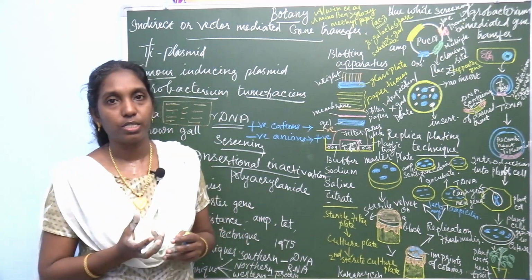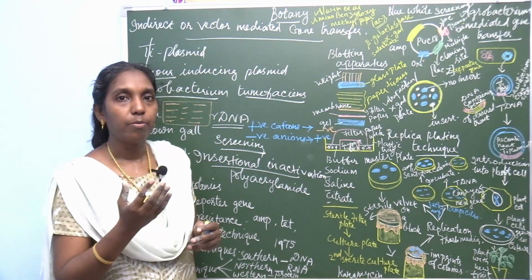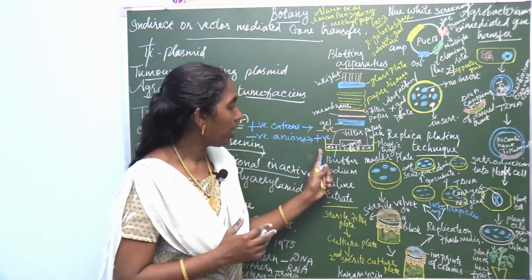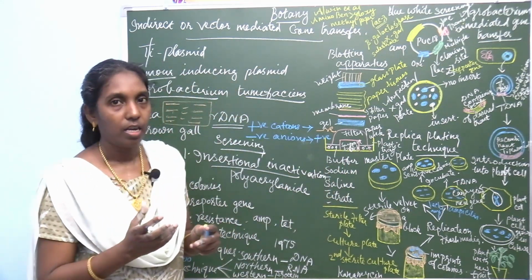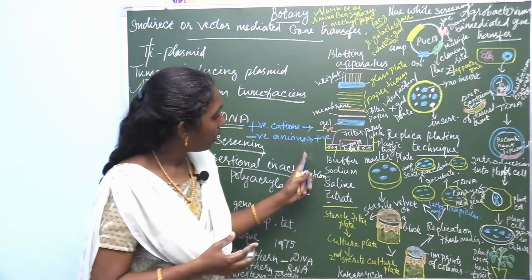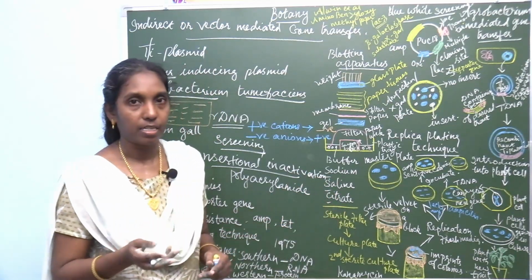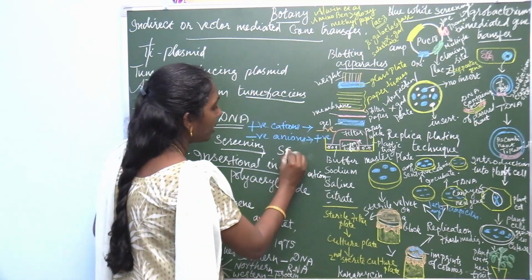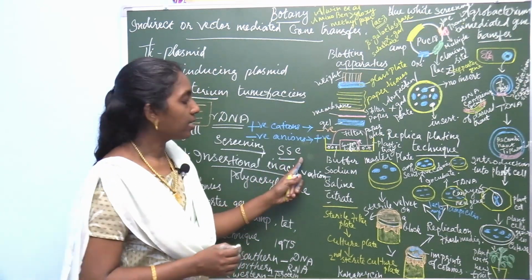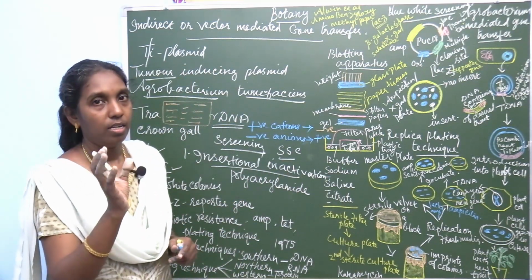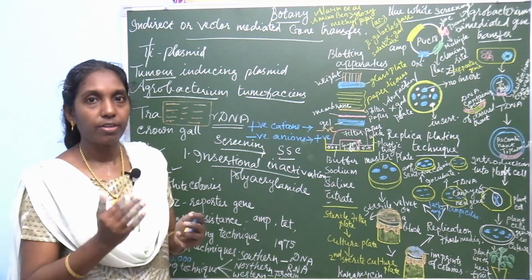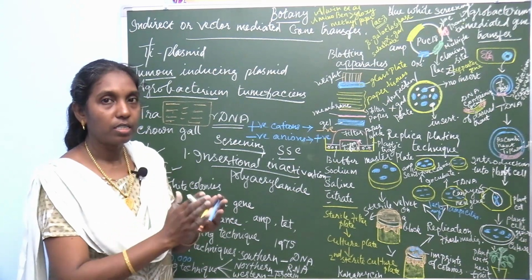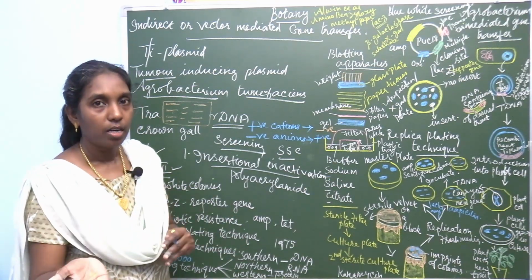A buffer is a liquid which can maintain the pH. So this is a plastic tray which contains a buffer. The buffer is taken here. The buffer is sodium saline citrate, commonly called SSC. Sodium saline citrate is taken as a buffer. What is the function of the buffer? It maintains the pH.